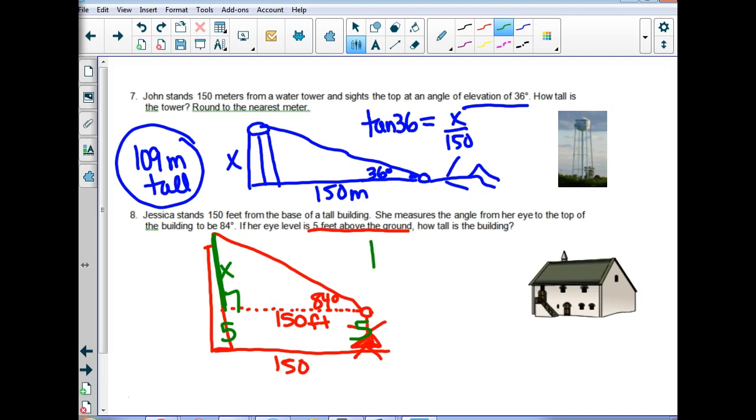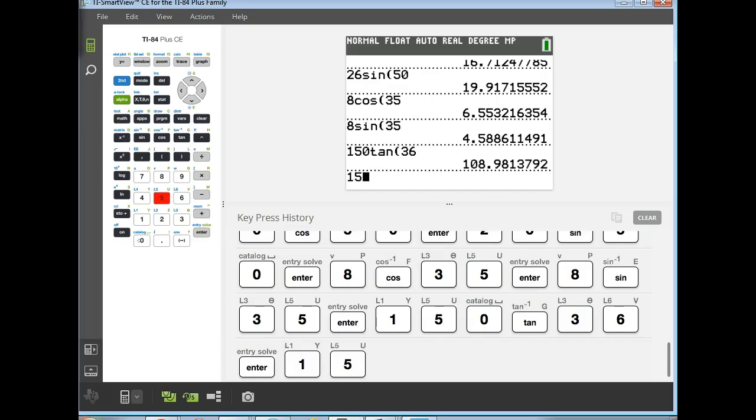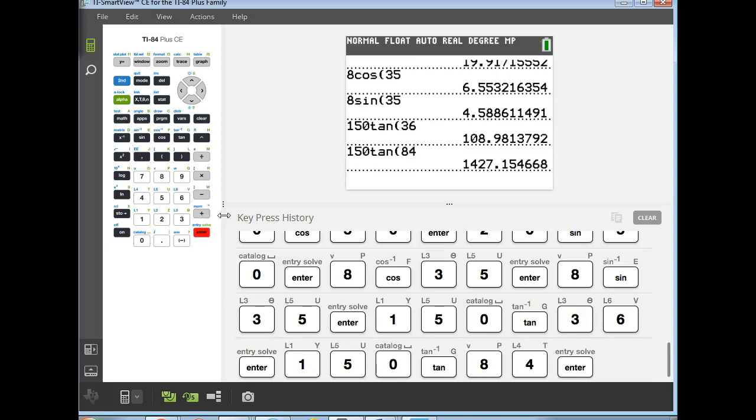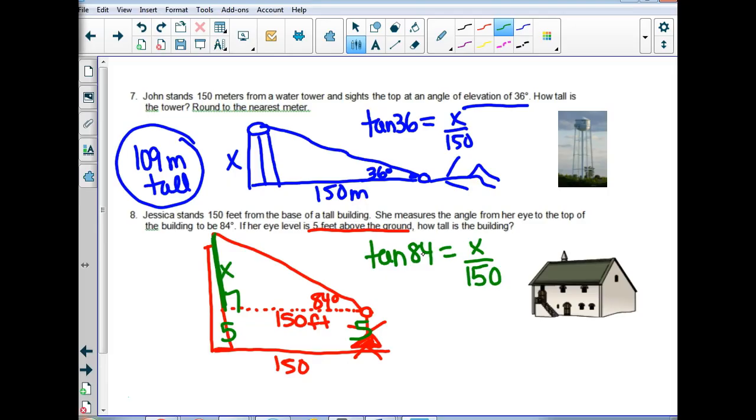This is another tangent ratio because opposite the 84 degree angle is x and adjacent is 150. So we calculate 150 tan 84, tangent of 84. And then we go and add on 5: 1427.2 plus 5. So our final answer, 1432.2 feet tall.